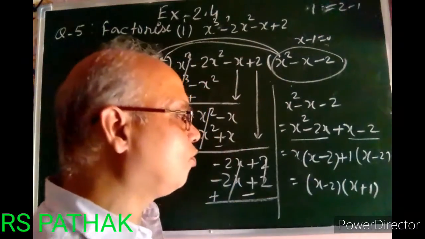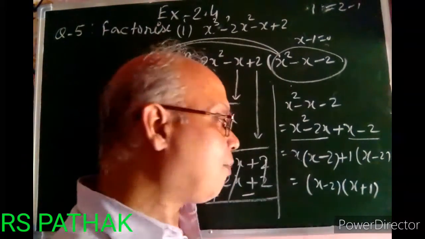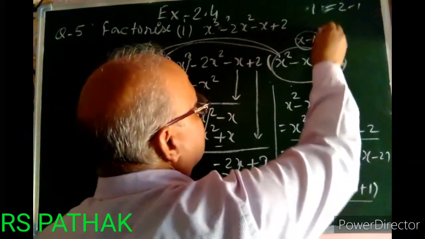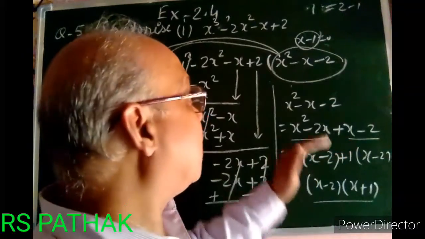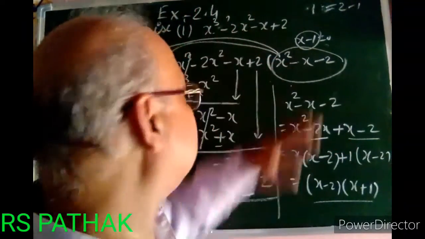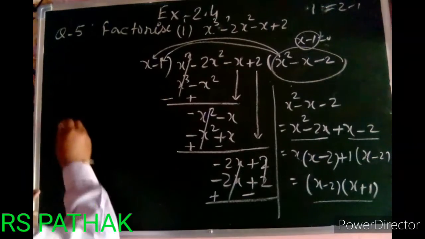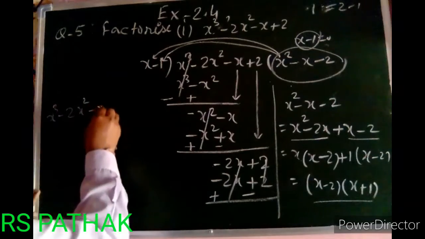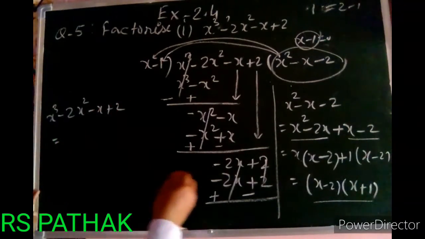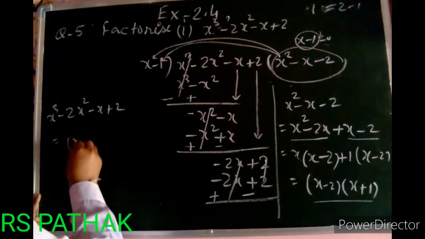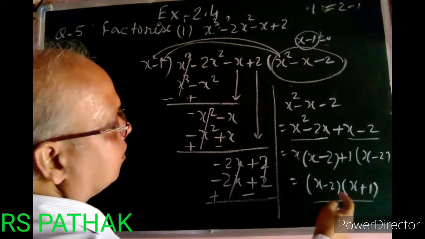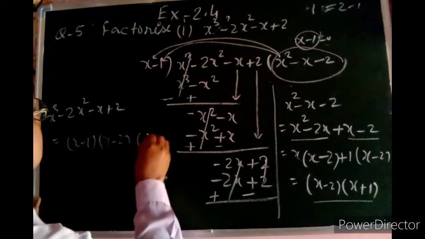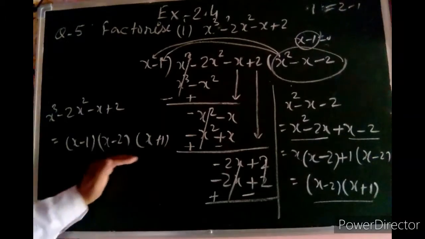Now I have found 2 more factors. After combining these 2 factors and the x minus 1 factor, we get the factorization of the complete polynomial. The polynomial can be written as x cube minus 2x square minus x plus 2 equal to, first factor x minus 1, second factor x minus 2, third factor x plus 1. Now the factorization is complete.